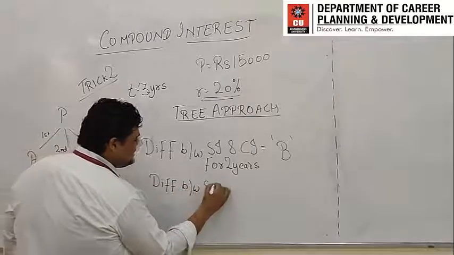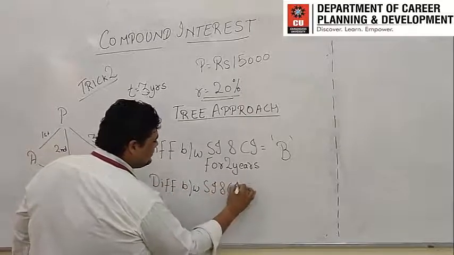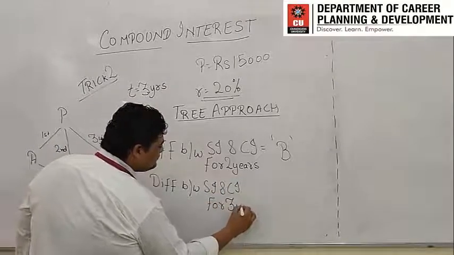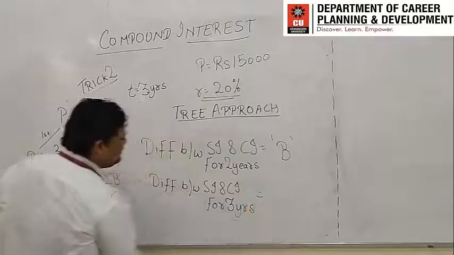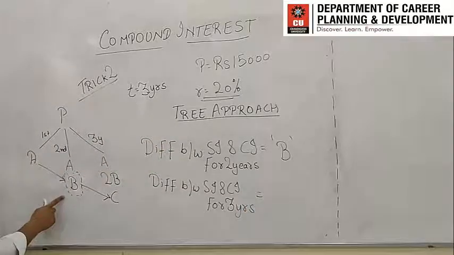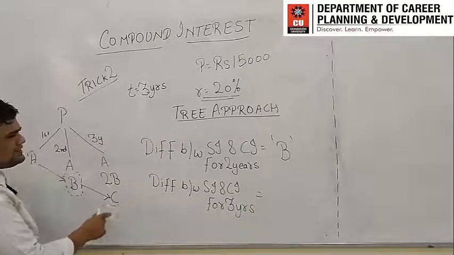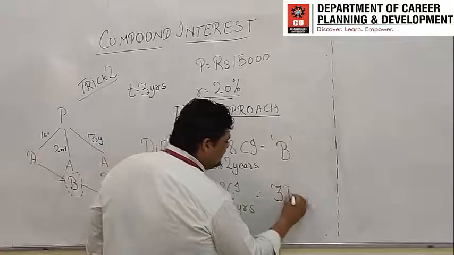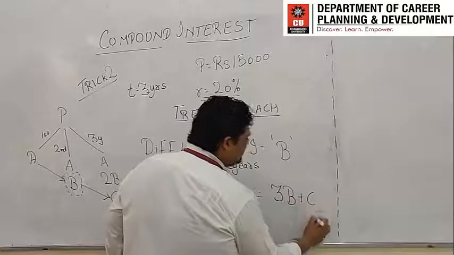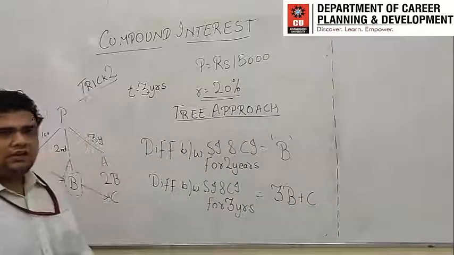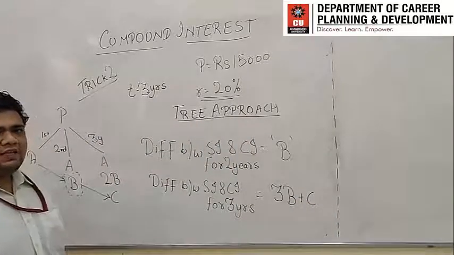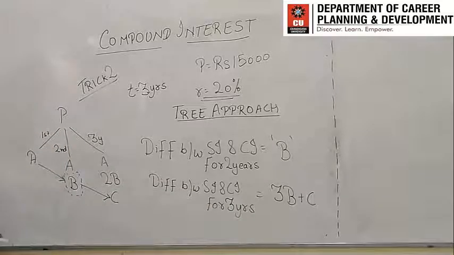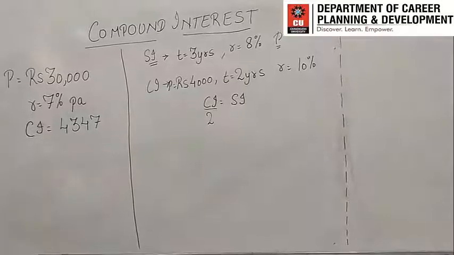The difference between SI and CI for 3 years will be how much? It will be B plus 2B plus C, which is equal to 3B plus C. I hope this one is clear to everyone. In this way, we use our tree approach. Now let us start with the questions.